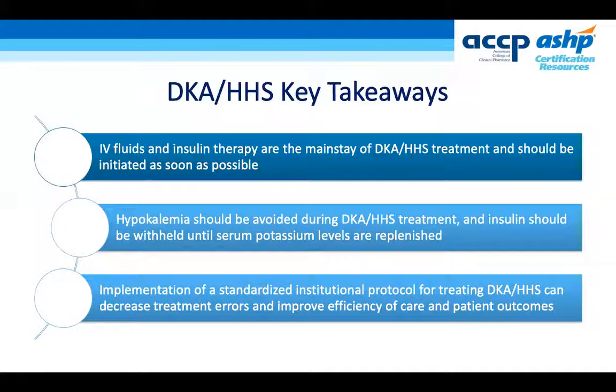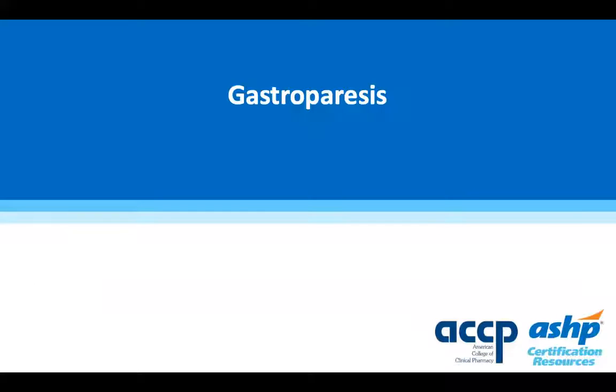So, key takeaways from DKA and HHS: IV fluids and insulin therapy are the mainstay of DKA HHS treatment and should be initiated as soon as possible. Hypokalemia should be avoided during DKA HHS treatment, and insulin should be withheld until serum potassium levels are replenished. And implementation of a standardized institutional protocol for treating DKA HHS can decrease treatment errors and improve efficiency of care and patient outcomes. So, our next endocrine disease state is gastroparesis.